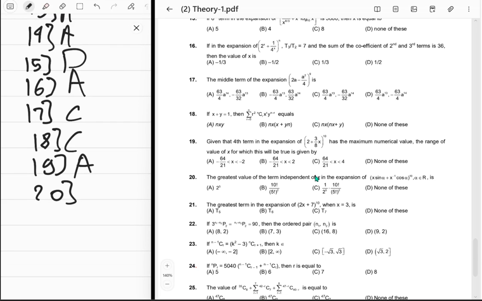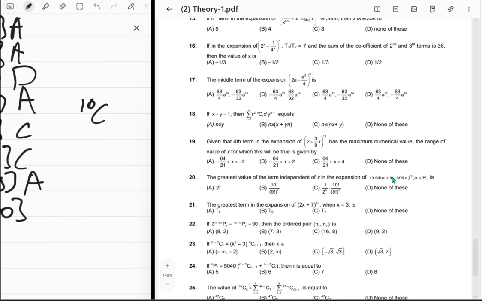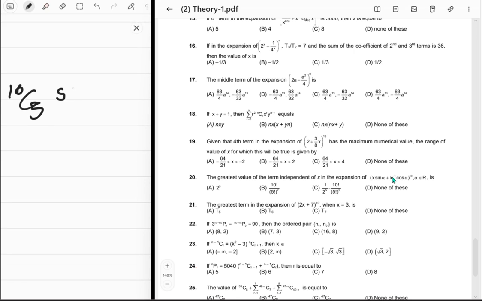The greatest value of the term independent of x in the expansion of this thing. Fine. So it's just the r equal to 5 term, of course, because you got x and x power negative 1 and whatever. So it's going to be 10c5, then you got sine power 5, and then you got cosine power 5. That's it, isn't that right? And then those x values get cancelled.